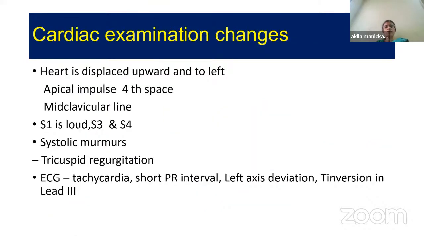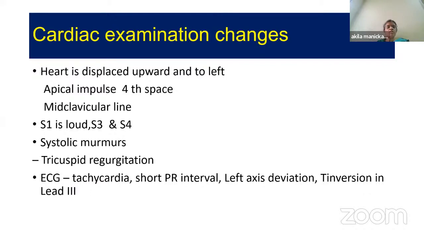And when we look at the systemic changes, going to the cardiovascular changes now, looking at the anatomy of the heart, how is the heart positioned in the precordium? Because of the growing size of the uterus, the heart is displaced upward and to the left. So when you want to do a physical examination and locate the apical impulse, it is located at a higher level, at the level of the left fourth intercostal space, and it lies in the midclavicular line.